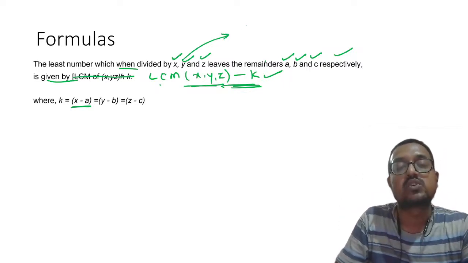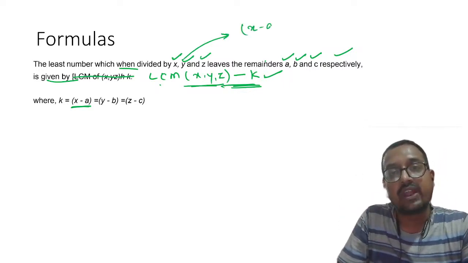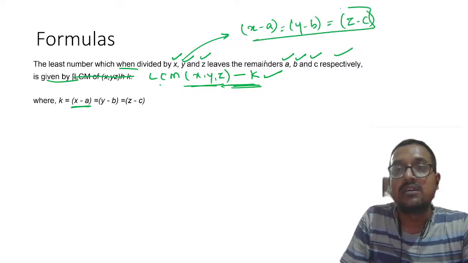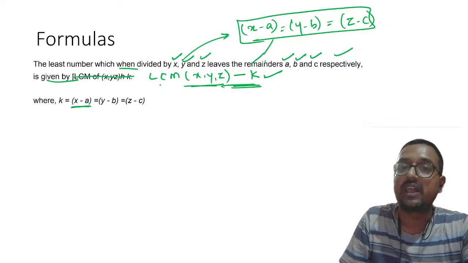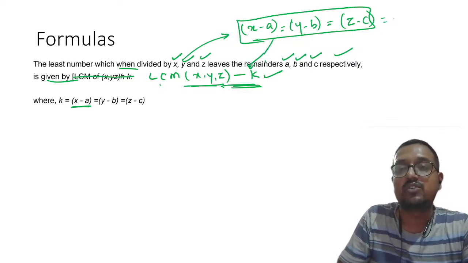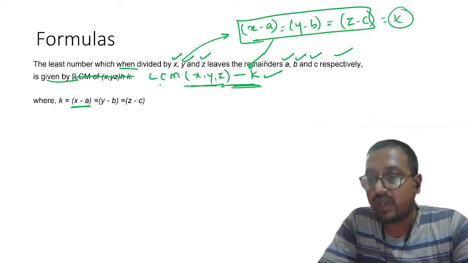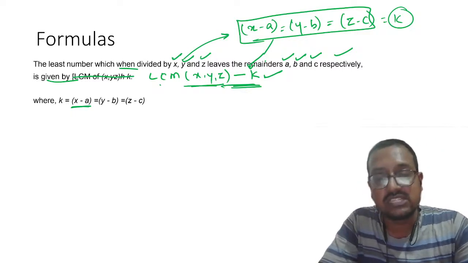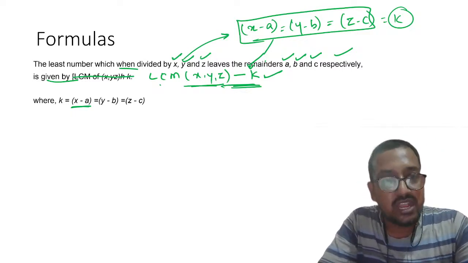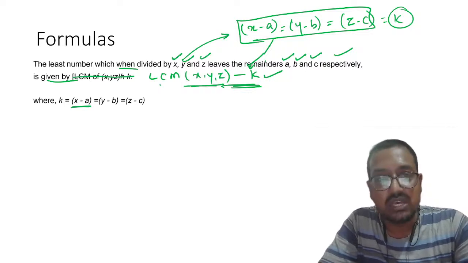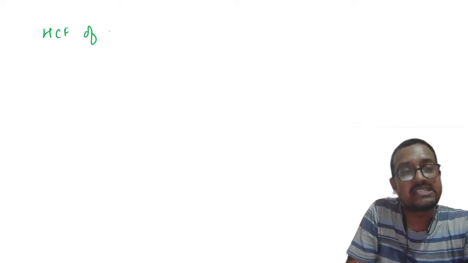So what will happen in these questions? Whenever you see, you will find that x minus a will be equal to y minus b, which is equal to z minus c. That will be the key thing which you have to identify. Understood? And that will obviously be k, which has to be subtracted from the LCM of x, y and z. So please note it down. This is extremely important and you should never ever miss these formulas. Understood? Now my dear students, HCF of fractions.